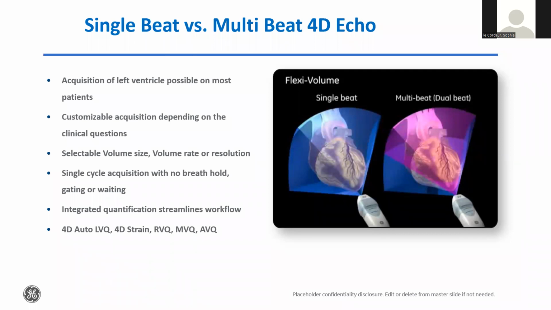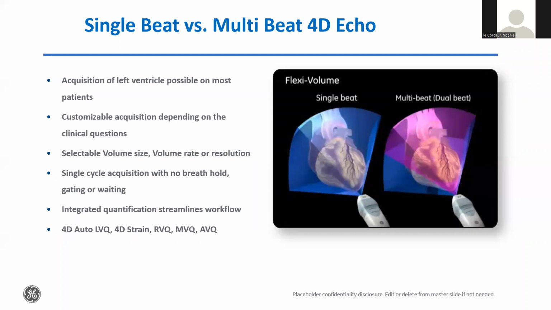However, we are acquiring live when it comes to single beat. Of course, this was a limitation in the past. Machines were not capable of acquiring single beat. Now, all advanced machines, let's say, are capable of acquiring single beat. So how does multi-beat work?